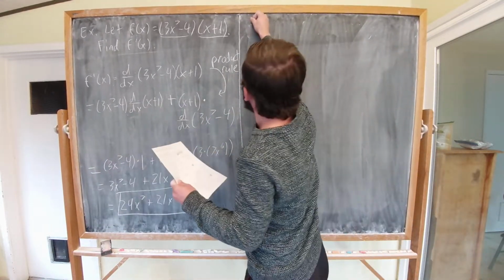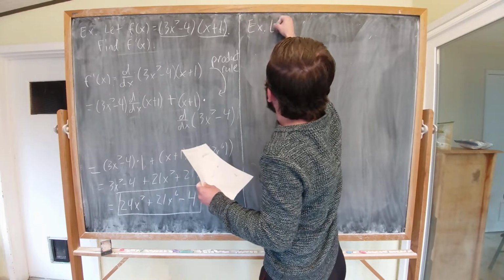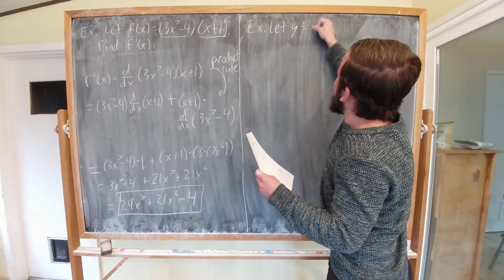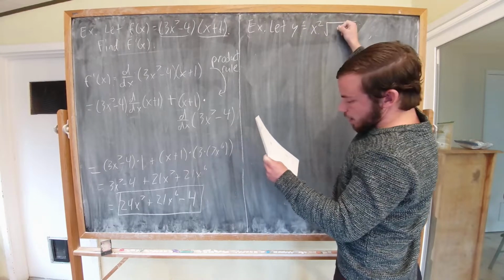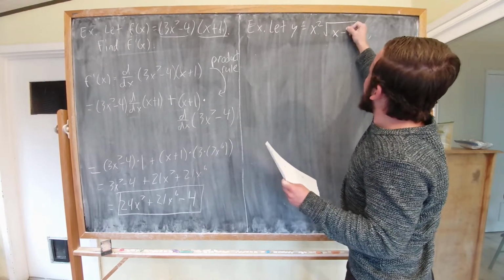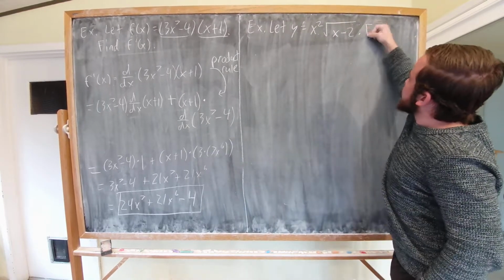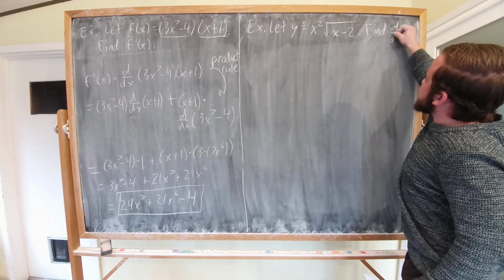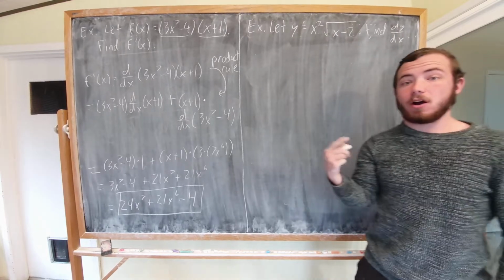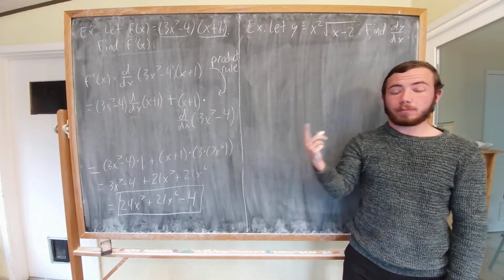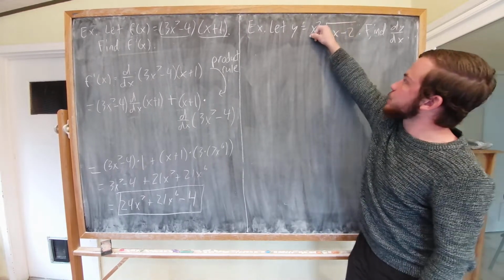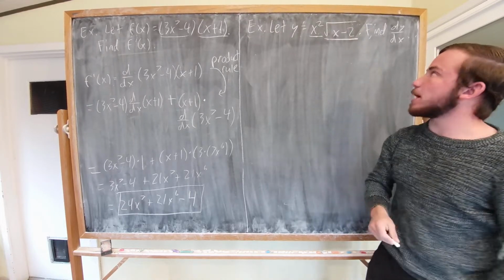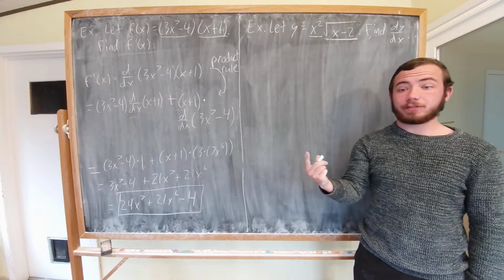For example, let y equal x squared times the square root of x minus 2. And let's say we want to find dy/dx. Okay, well we have a natural product here. We have x squared times the square root of x minus 2. So we have a natural division there.